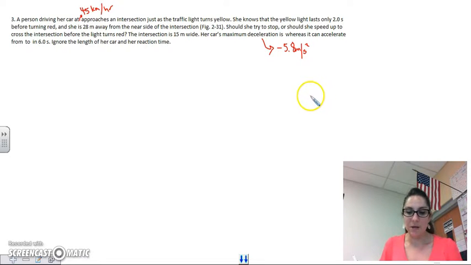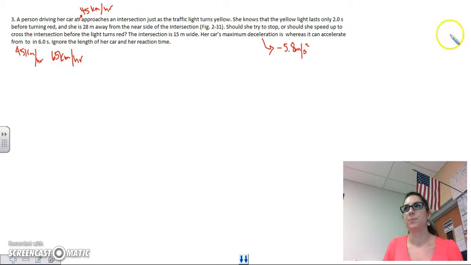Whereas it can accelerate from 45, its original speed, to 65 kilometers per hour in 6 seconds. Alright, so I'm going to draw a visual of what this problem is.